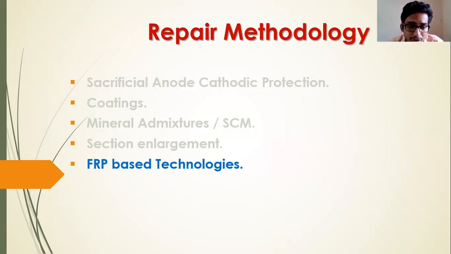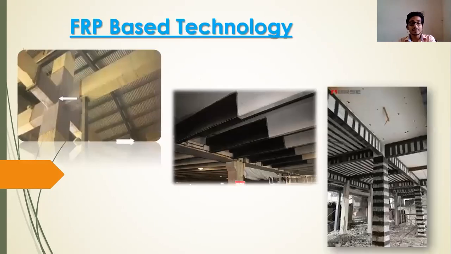In FRP based technologies, we are using FRP laminates, fiber reinforced laminates. These are composite materials with very high tensile strength and very good elastic properties. There are different types of FRPs: glass FRP, carbon FRP, aramid FRP, basalt FRP, and nowadays people are also using natural FRP inside the concrete mix to improve the mechanical properties of the concrete. So these are some of the technologies.